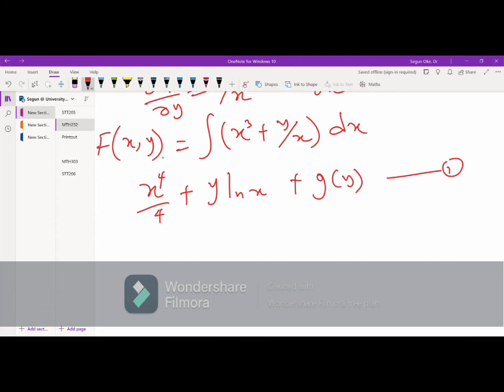So don't forget, this is our f of x comma y. So in this case, we have the df dy, let's differentiate with respect to y. This will be 0 plus, when you differentiate y, what do you have? You have ln x. Yes. Plus what? G prime of y.